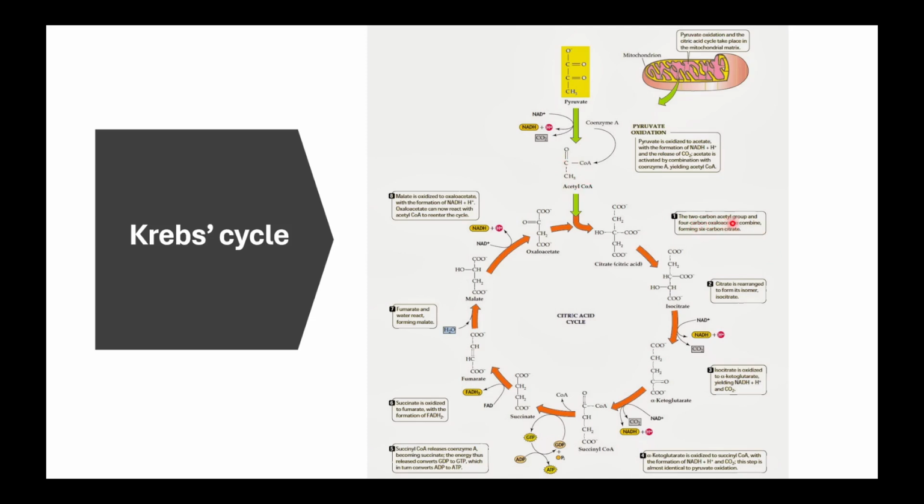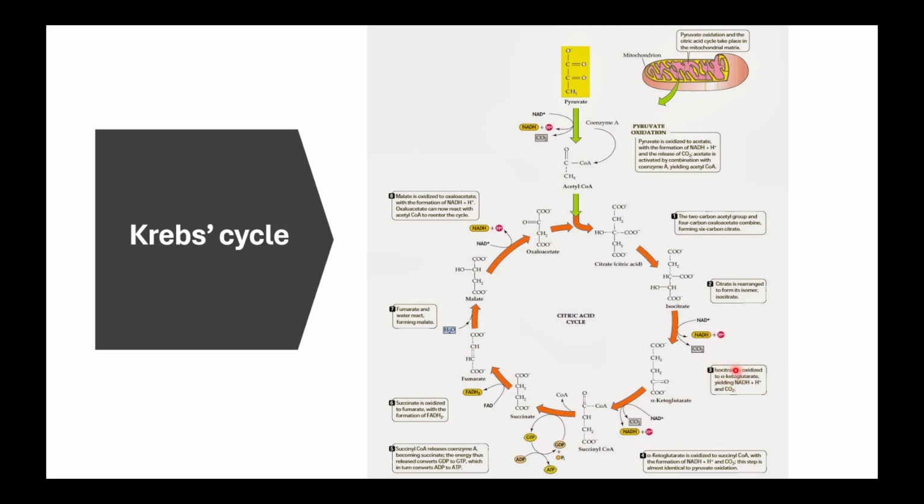Okay, the two carbon acetyl group and the four carbon oxaloacetate, which is another substrate in this pathway, can combine to form a 6 carbon substrate, which is citric acid here. Now this citric acid is converted into isocitrate or isocitric acid, wherein the citrate is rearranged to form its isomer. Basically an isomerization reaction happens. Now this isocitrate gets converted to alpha ketoglutarate. Actually there's another step in between, isocitrate to oxalosuccinate, and then alpha ketoglutarate.